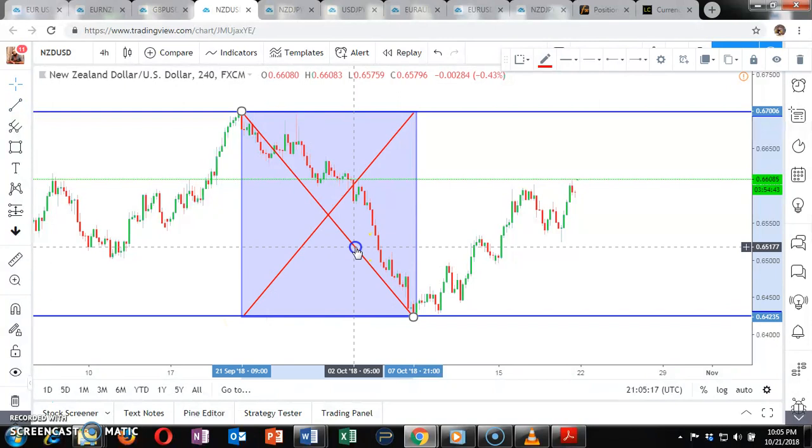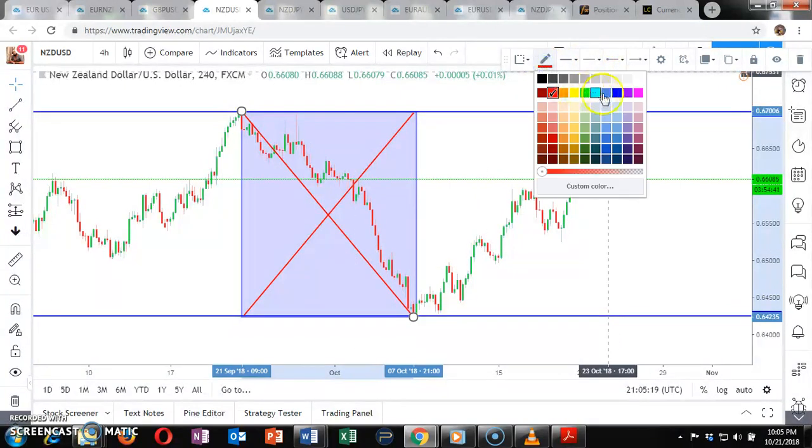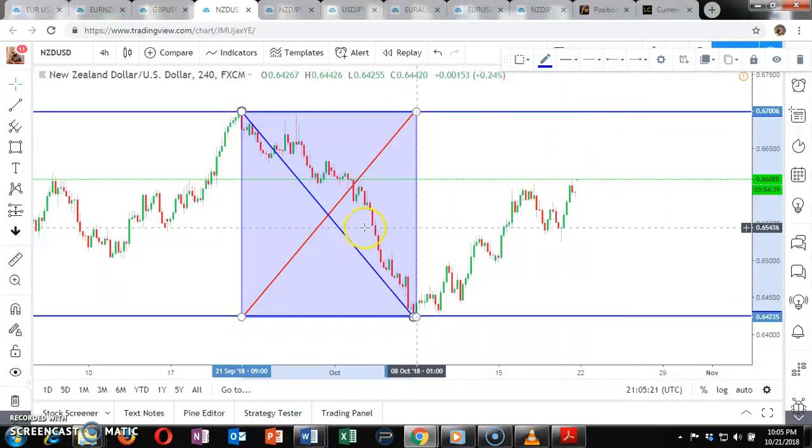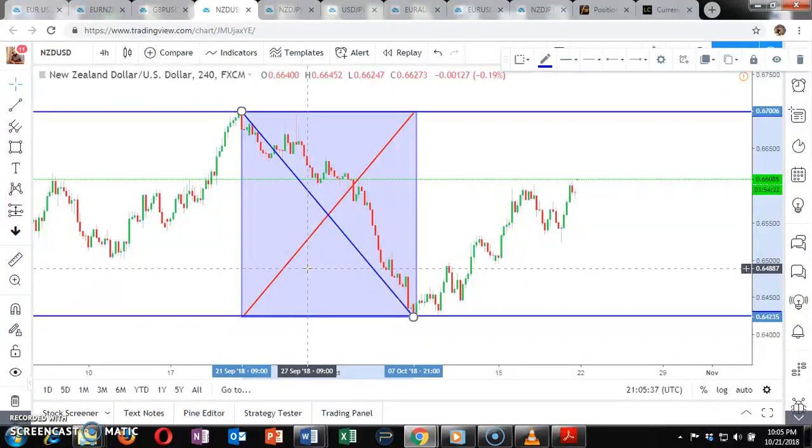Now I want to make this other line a blue line. Later I will tell you why it is a blue line. Okay, and this is a red line. So we want to find our reversal point. Now in Forex chart markups, you have area of support, area of resistance, and then you have areas of reversals. We have major reversals, we have minor reversals. So right now we're going to find the major area of reversal in this chart.